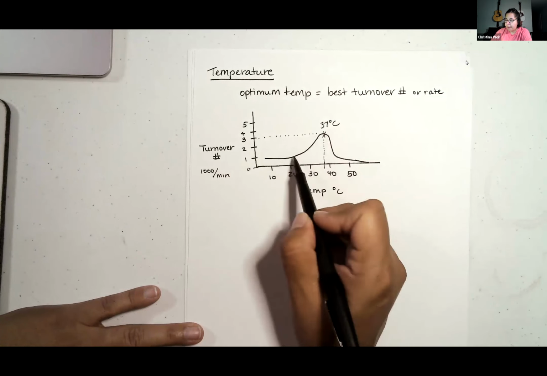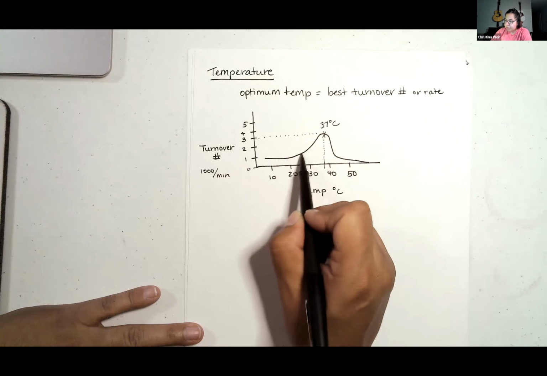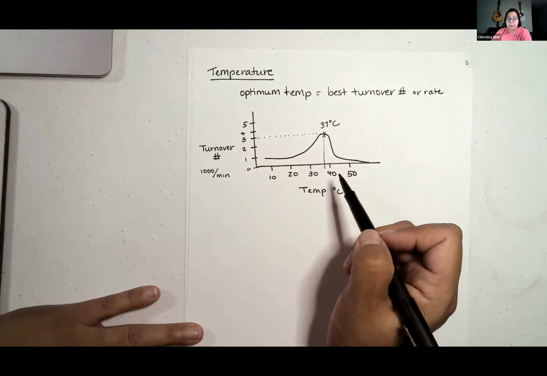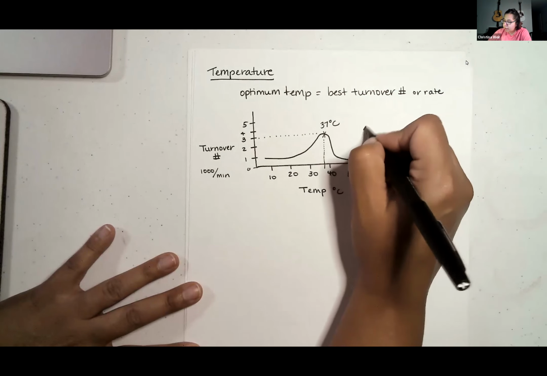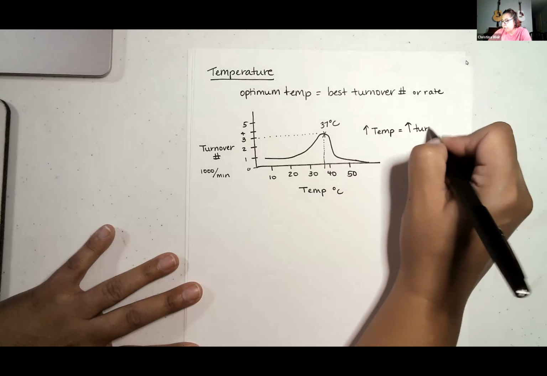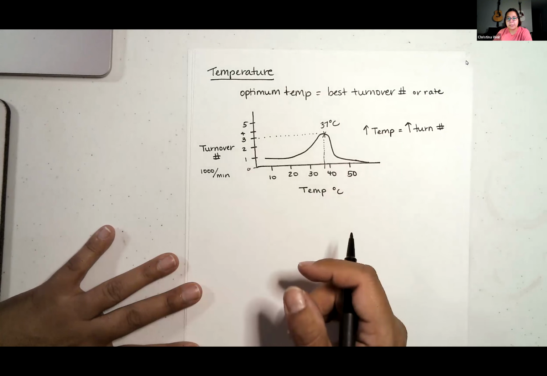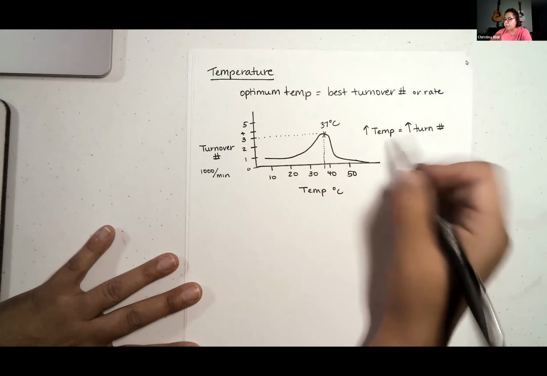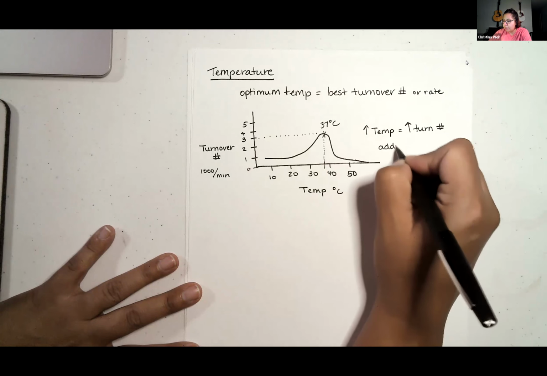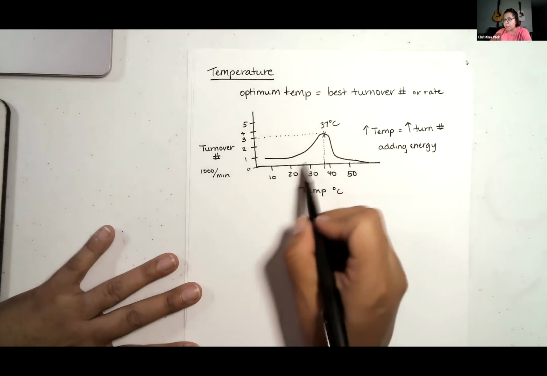If we look at this part of the graph, the enzyme is not working as well, but as the temperature increases, it's starting to work better and better. So the general trend is if you increase the temperature, you increase the turnover. So enzymes have a tendency to work better and faster as the temperature increases. The reason is an increase in temperature is adding energy. So literally all molecules, including your enzymes, start to work faster as the temperature increases.